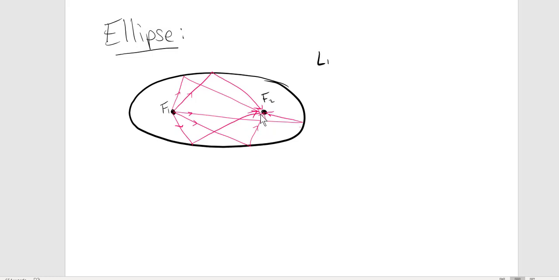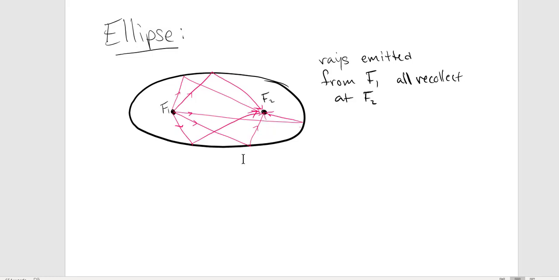So we can say light, or I'll say rays, emitted from focus 1 all recollect coherently at focus 2. And so techniques like this have also been used in medicine.